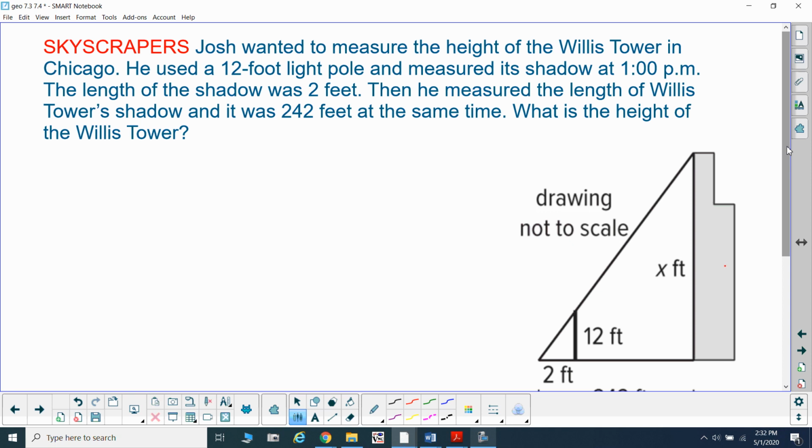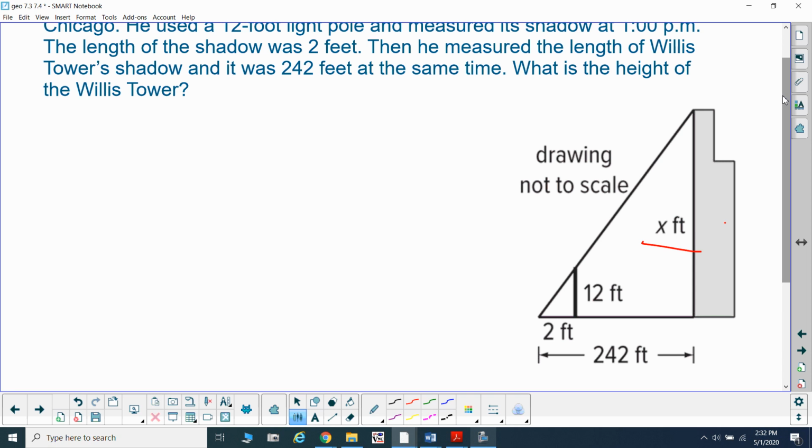So there's my X. He used a 12-foot light pole and measured its shadow at 1 o'clock. And he also measured the shadow of the building and saw the building's shadow was 242 at the same time that the light pole's shadow was 2 feet. And these are all in feet, so we're good with the same measurements. What's the height of the Willis Tower?